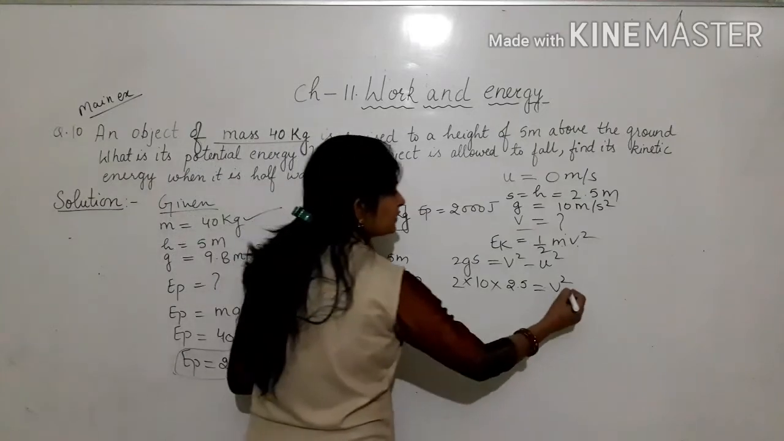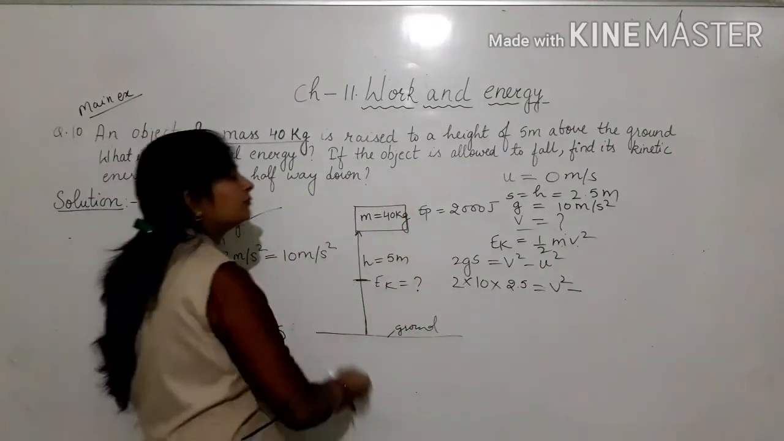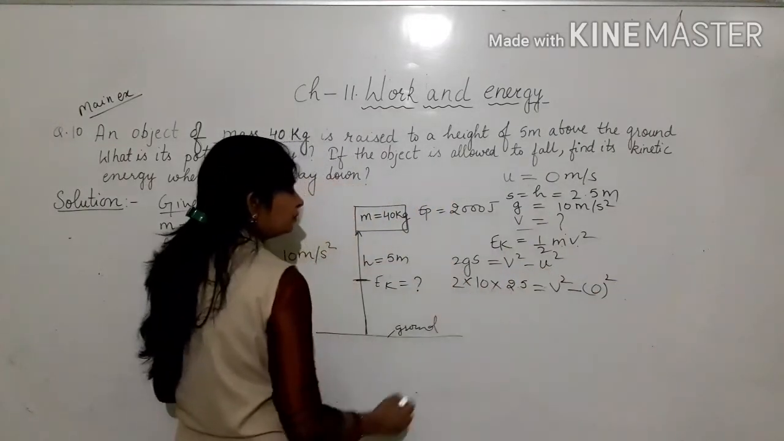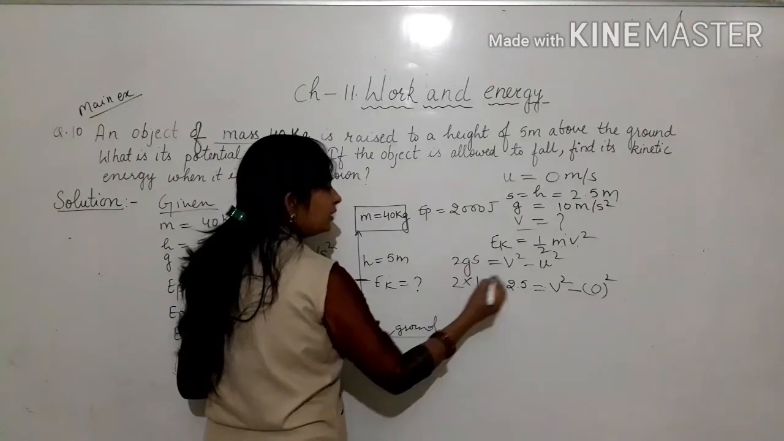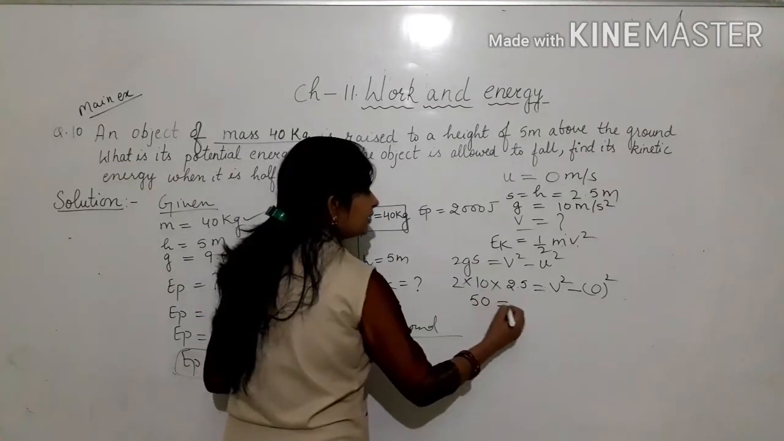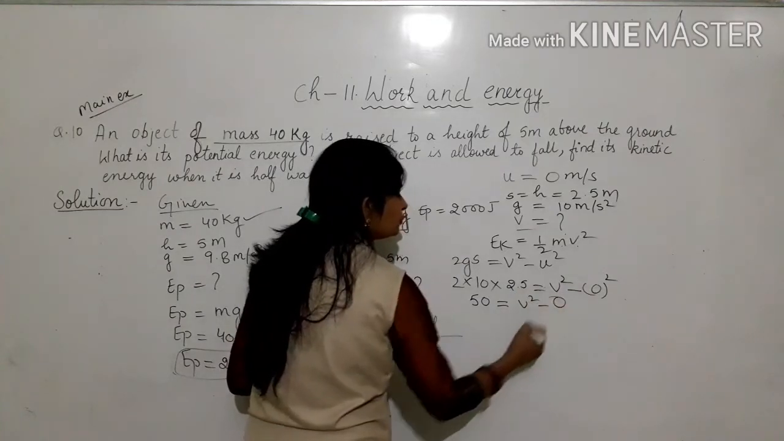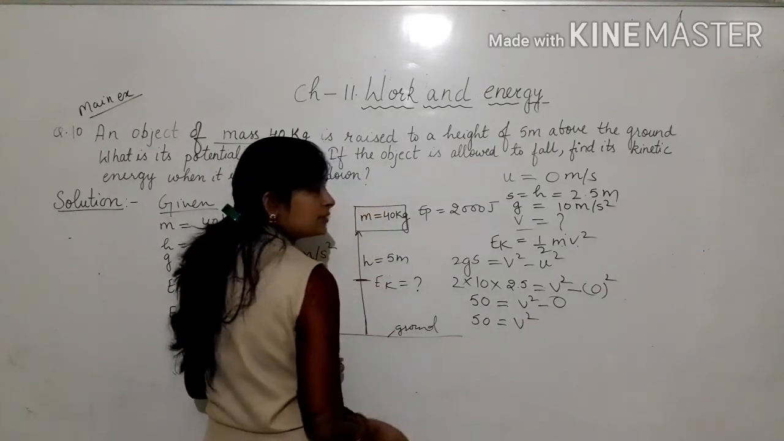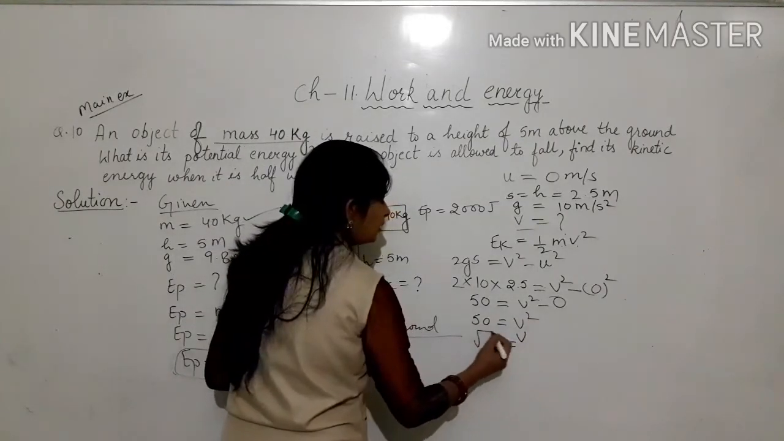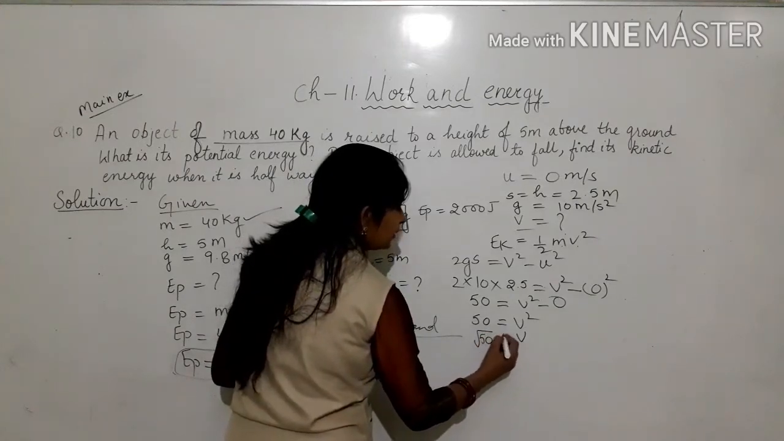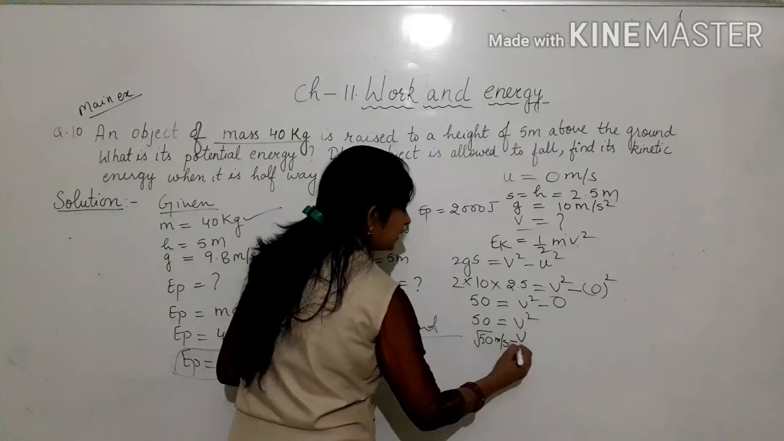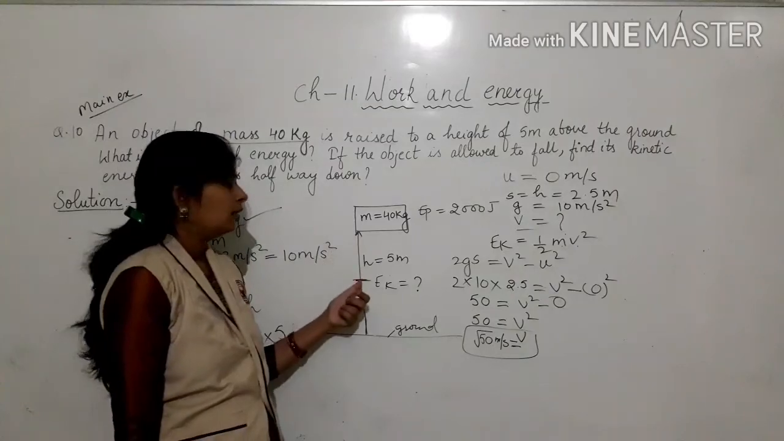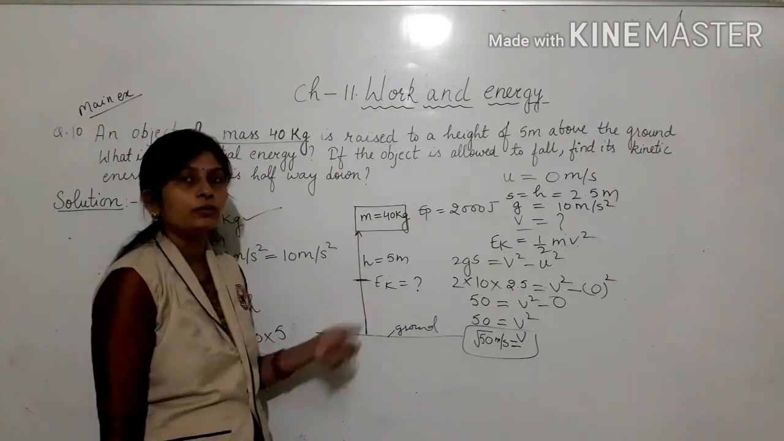What is u here? 0. So u square is square of 0. 2 into 10, 20 into 2.5, it is 50, is equal to v square minus 0. So 50 is equal to v square. If v square is 50, then v is under root 50 meter per second. So this is the final velocity of the object during free fall at halfway down.